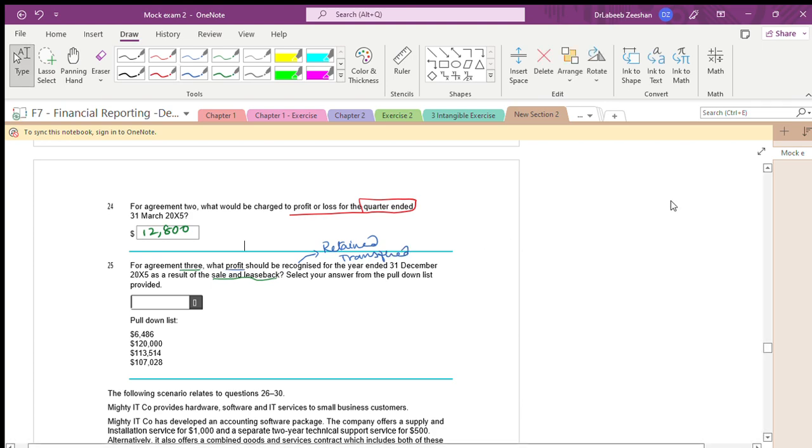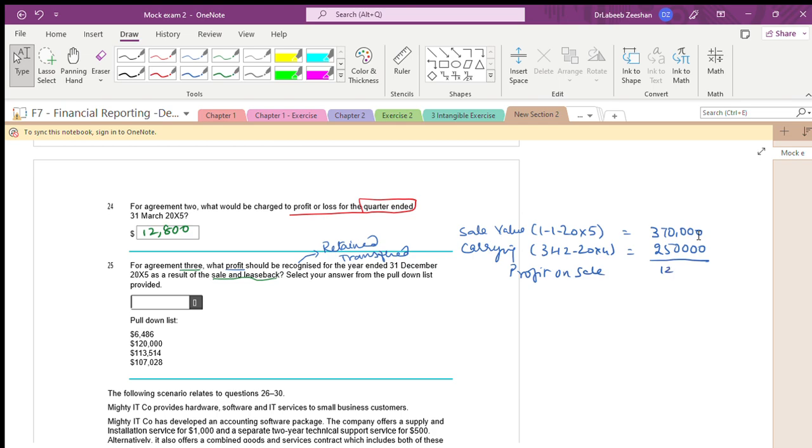First you should know how much the sale value is. Sale value on 1/1/2005, how much? 370. Carrying amount on 31st December 2004, how much? 250,000. Profit on sale is how much? Profit on sale is 120,000.